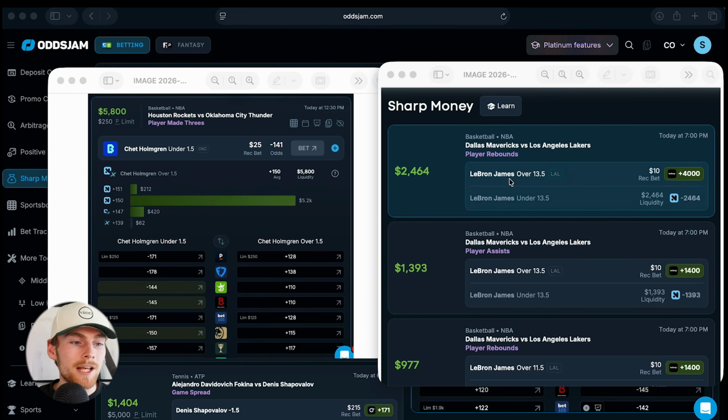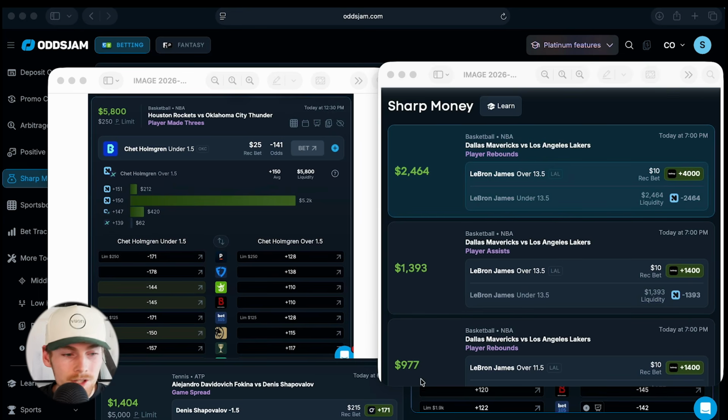We saw LeBron James have sharps laying down a pretty substantial amount of liquidity for some big plus money cashes on his rebounds. LeBron over 13.5 rebounds at plus 4,000 odds. Somebody put $2,464 on that. And then we're also seeing almost just shy of $1,400 on LeBron James over 13.5 assists here. So this is telling me somebody thinks LeBron is going to have 14 rebounds and 14 assists in this game.